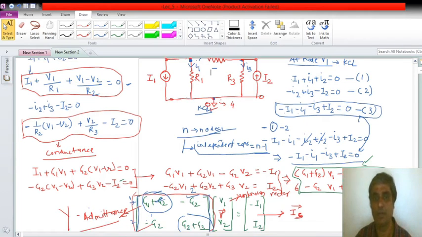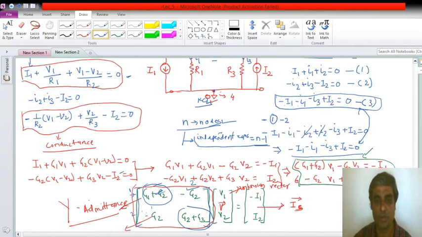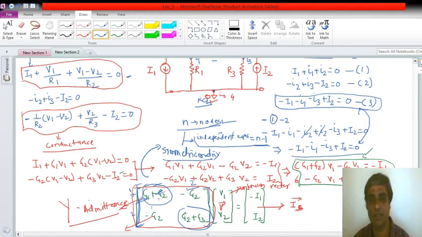Okay, so I have got the symmetric matrix. If I take the transpose also, it will be the same, so that's why it is a symmetric matrix. Diagonal elements will be the sum of all conductances, and off diagonal elements will be the common conductances preceded by the negative sign, multiplied by the unknown vector, which will be equal to the known sources on the right hand side.